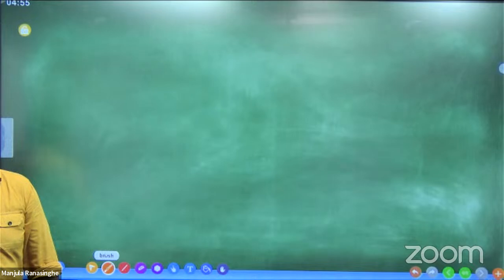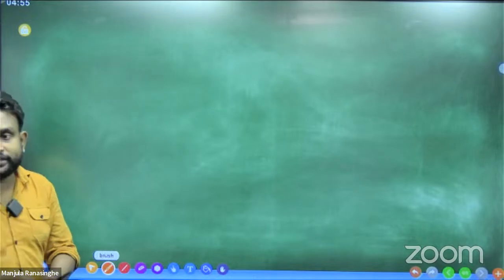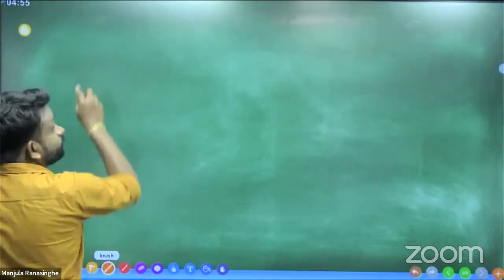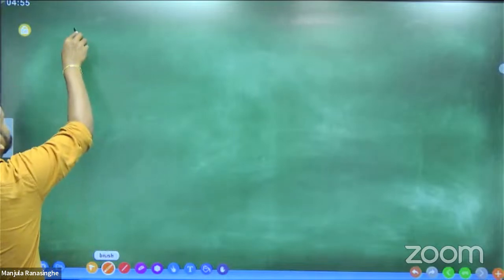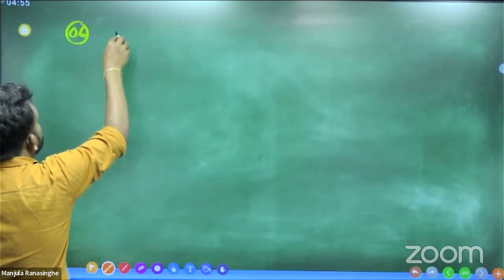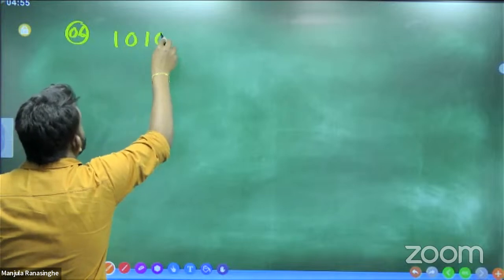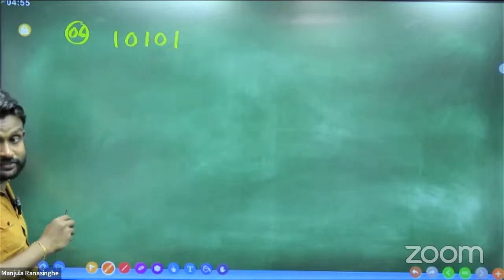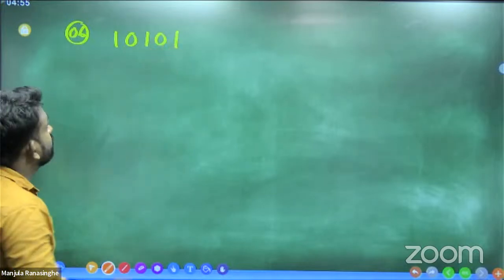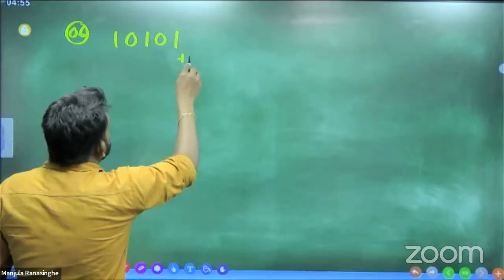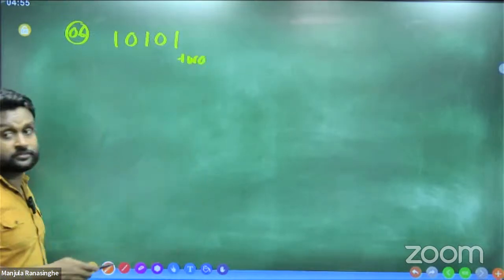Right. Now we move to the next question. 10101 base 2. What is the question? Question number 6. Convert the binary number to a decimal number. The second lesson. So the base is 2. So how do we give the answer?